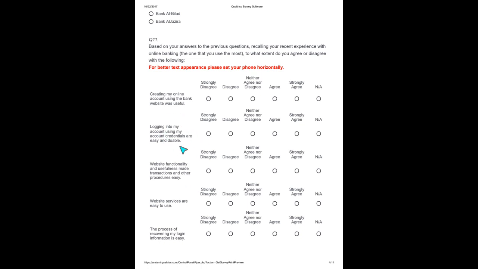Logging in. Now after you create the login, the website functionality usefulness: the website services are easy to use, the process of recovering my login information is easy, the bank website is useful and functional. The website is highly reliable when creating my account. Logging in to my account, the bank is reliable.